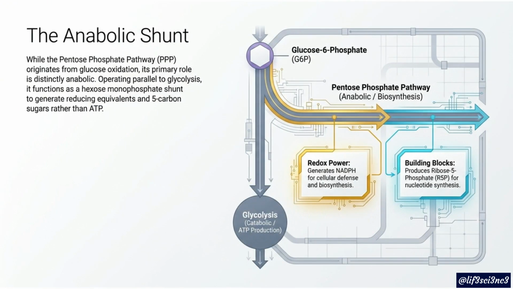While this pathway originates directly from the oxidation of glucose, its primary role inside the cell is distinctly anabolic. Operating completely parallel to glycolysis, it functions as a hexose monophosphate shunt. Instead of harvesting carbon to generate ATP, it diverts substrate to accomplish two primary goals: generating reducing equivalents in the form of NADPH for cellular defense, and manufacturing 5-carbon sugars required for nucleotide synthesis.